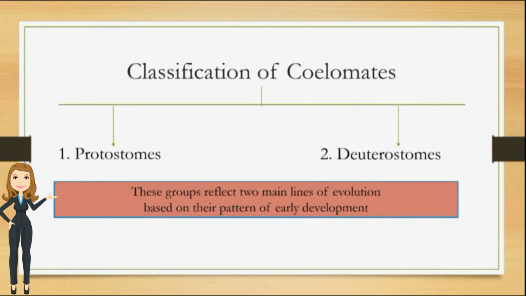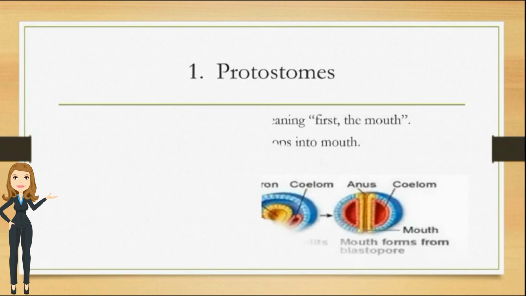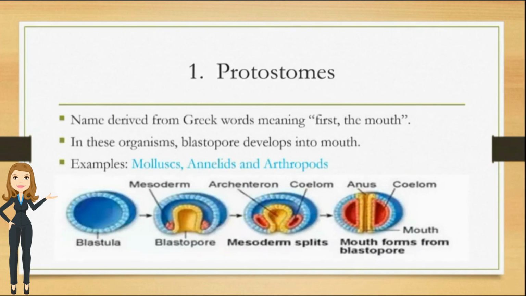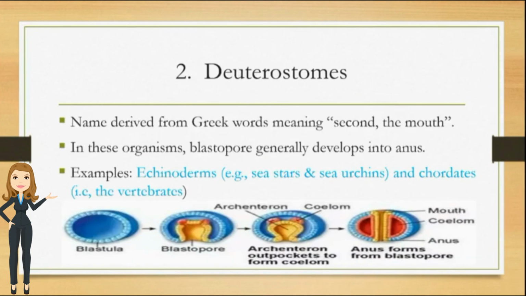The first group is named as Protostomes. These organisms develop the mouth firstly during early development and the anus is developed later in life. As the mouth develops firstly, so these are known as Protostomes, while the organisms which are named as Deuterostomes, these organisms firstly develop the anus from the blastopore, while the mouth is developed later during development. So as the mouth is developed later, these are known as Deuterostomes. And examples are echinoderms and chordates.